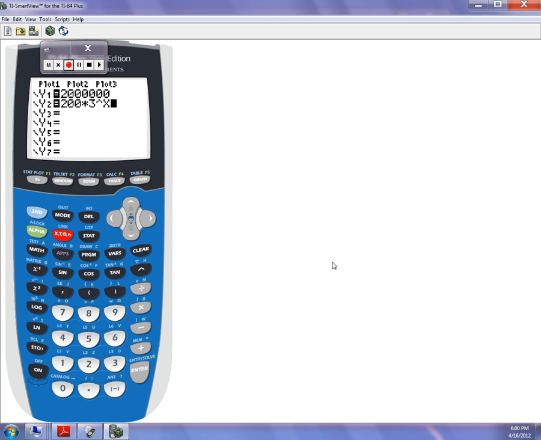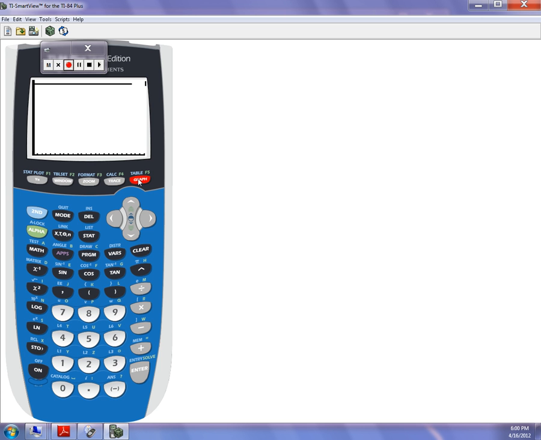These graphs will intersect when they're equal, but I have to change my window because I know that my y max has to be at least 2 million. I'm going to be graphing that horizontal line at 2 million, so I'm going to make it 2,100,000.